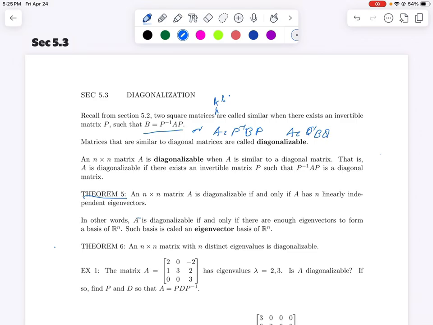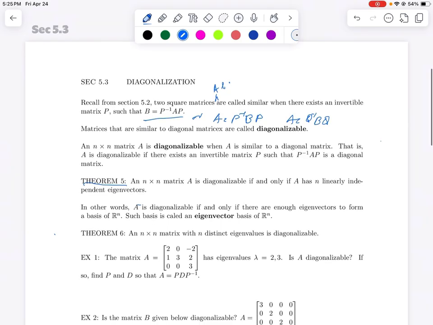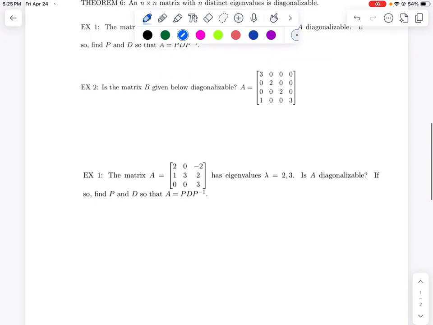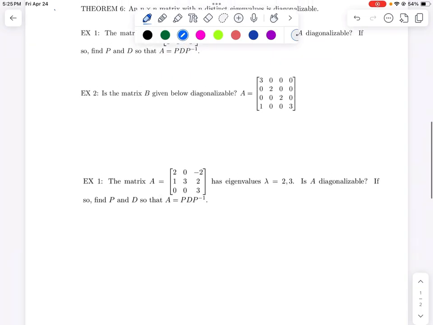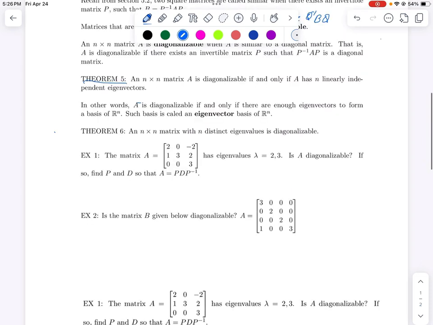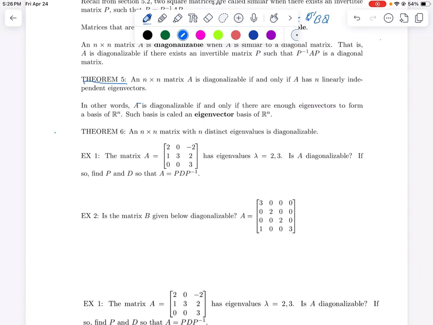So let's look at an example. How do we diagonalize a matrix, or how can we find this P and D matrices? The matrix A is given here, and two of its eigenvalues are also given. The eigenvalues are 2 and 3. Is A diagonalizable? If so, find P and D so that A is equal to P D P inverse. Let's see.